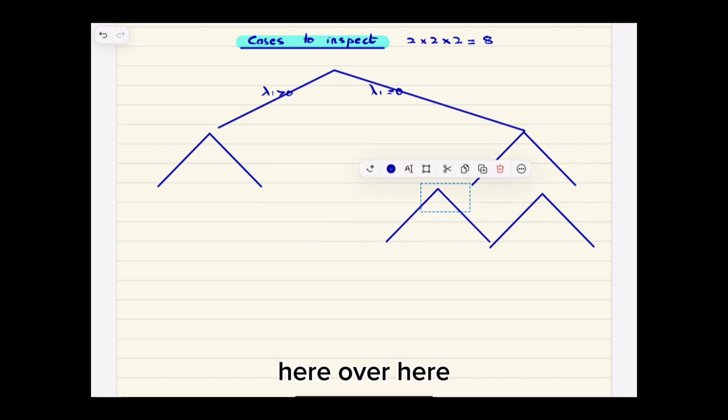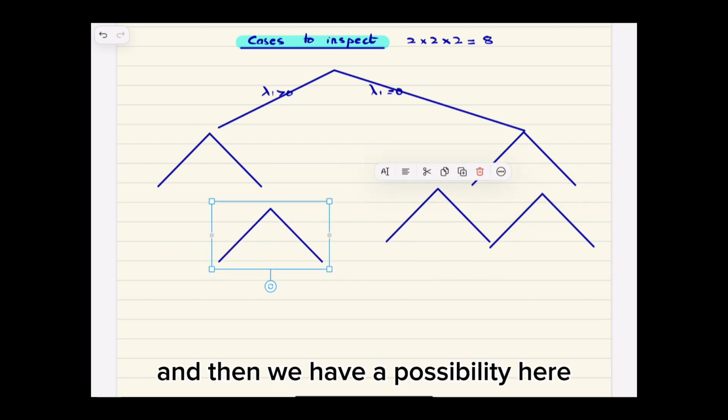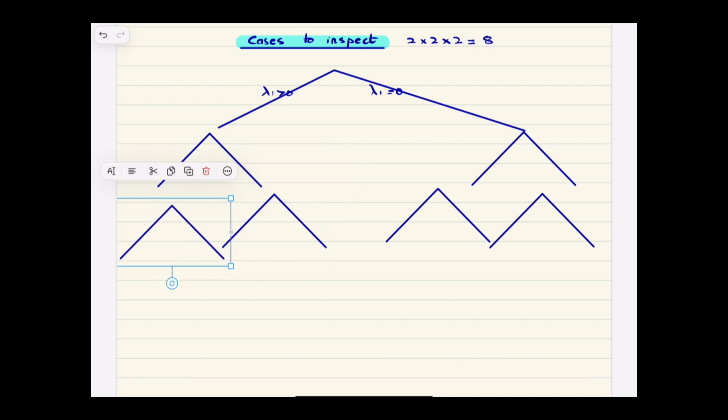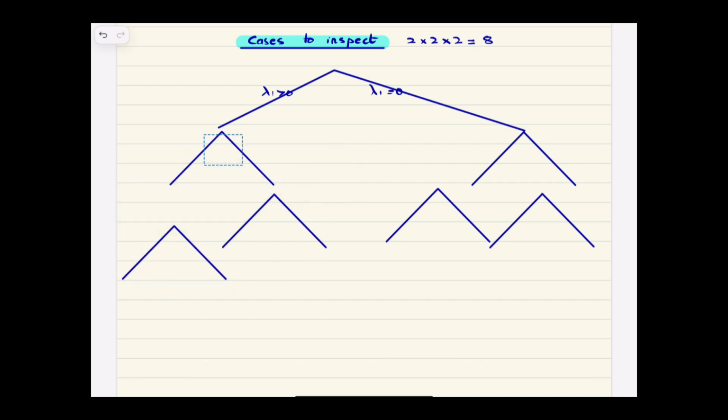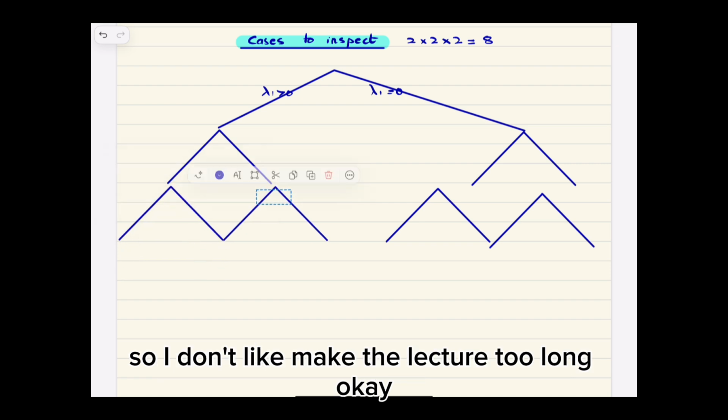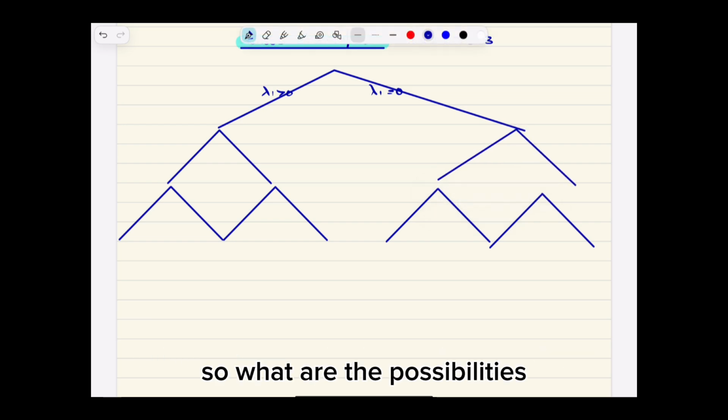Here, over here, and then we have a possibility here, and then we have this possibility here. Okay, I think I'll just tidy this up later so I don't make the lecture too long. Okay, so what are the possibilities?